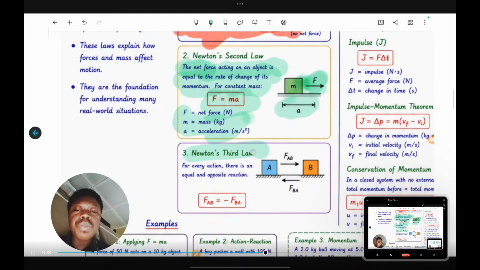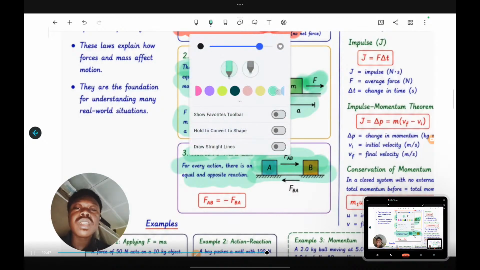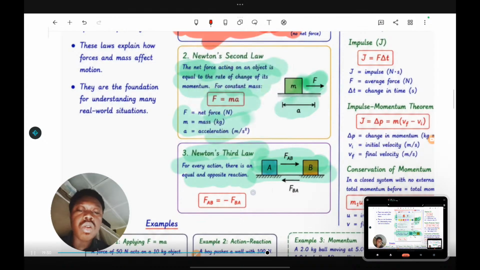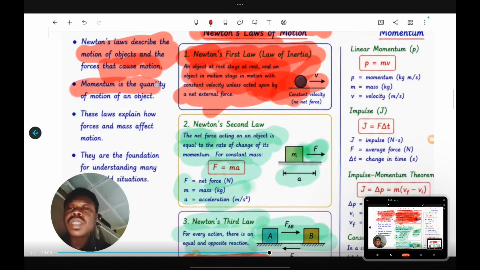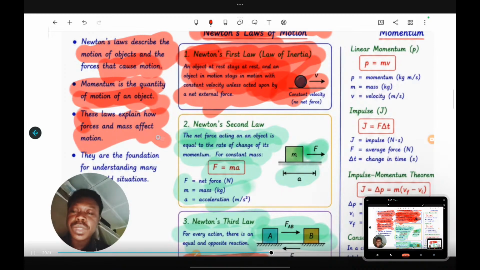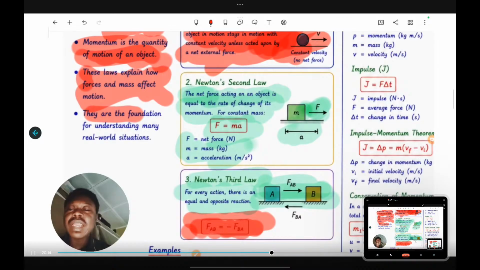Now, the third law: for every action there is an equal and opposite reaction. That is what the third law states. So F_AB equals minus F_BA, so that everything becomes 0. Now, momentum is the quantity of motion of an object. So these laws explain how forces and mass affect motion. They are the foundation of understanding real-world scenarios of motion.